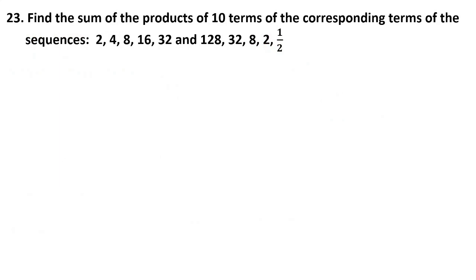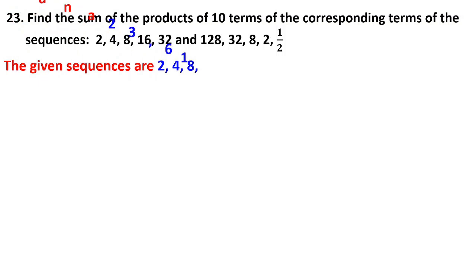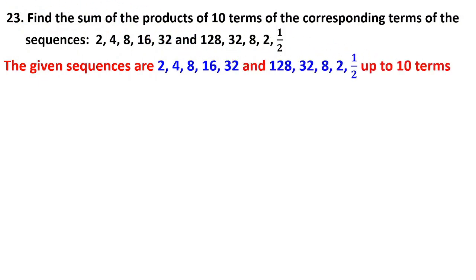Once again, question number 23. Find the sum of the products of 10 terms of the corresponding terms of the sequences. Two sequences are given. We have to multiply the corresponding terms up to 10 terms. Well, let us take the first sequence: 2, 4, 8, 16, 32 and 128, 32, 8, 2 and so on. We have to multiply the corresponding terms.